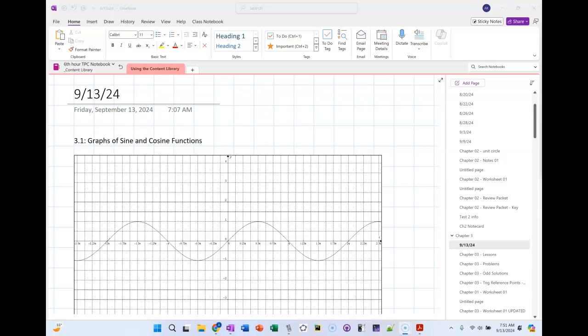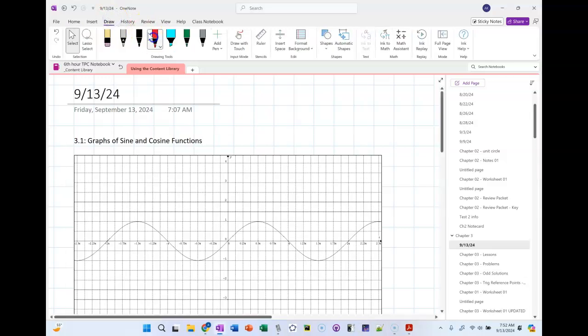Hello. Today we're going to be starting section 3.1. Section 3.1 we're going to talk about graphing sine and cosine functions, but before we actually get into the graphing, I want to start with a little bit of the key features about the graphs for sine and cosine.